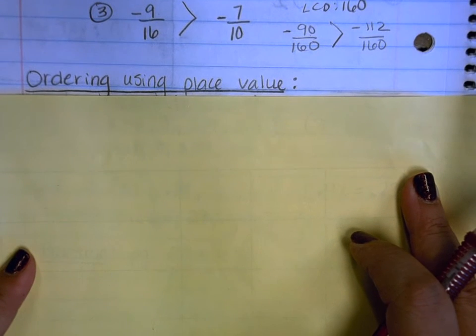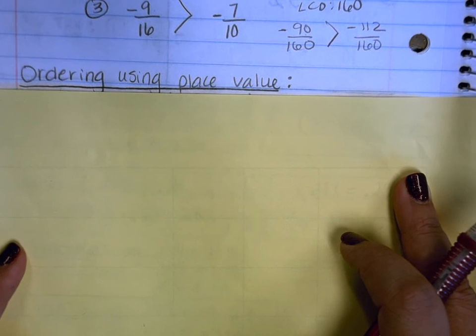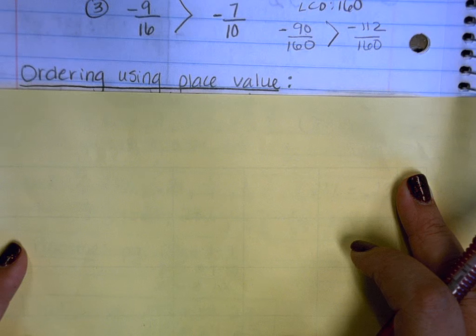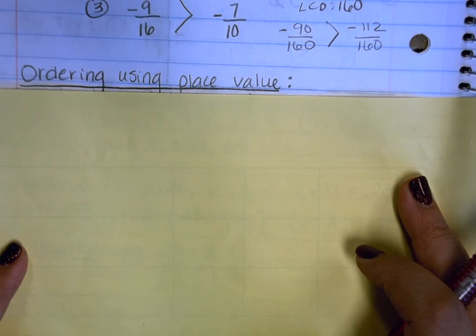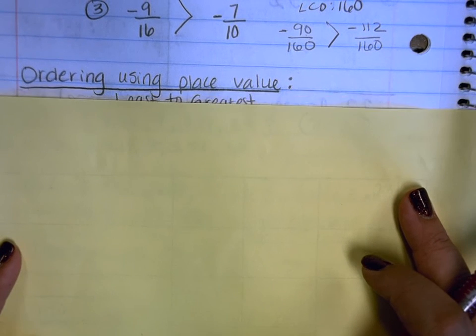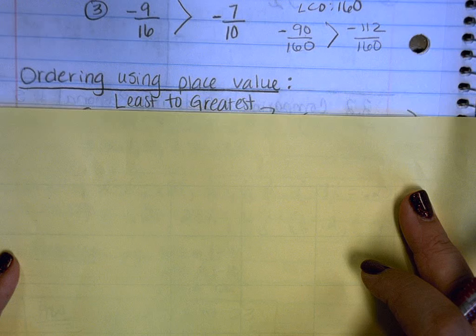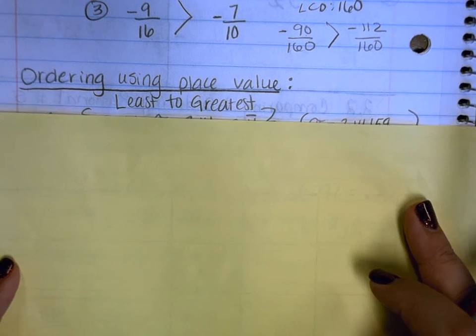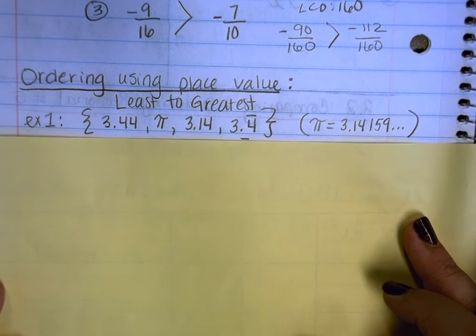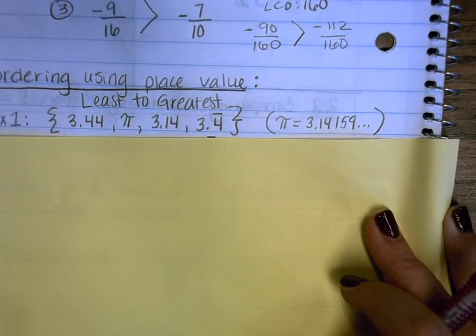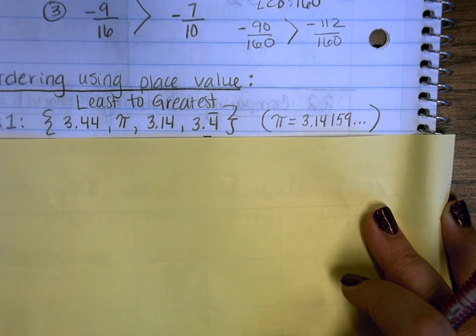One last little bit of notes here. Ordering using place value. You will be doing this in your notes and on your quiz and test during this chapter. So it's important that you can order things. Okay? So we're going to order least to greatest. Every question I ever read or put on a test said least to greatest, so you don't have to worry about going greatest to least. And you're going to get a number set, something like that. Okay, so remember those little brackets mean set, number set.